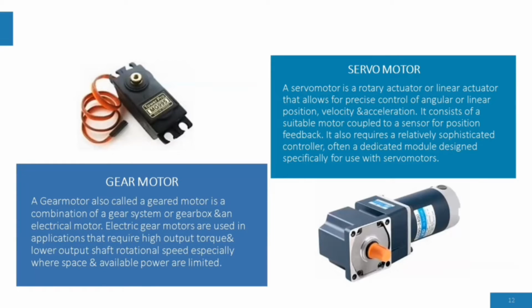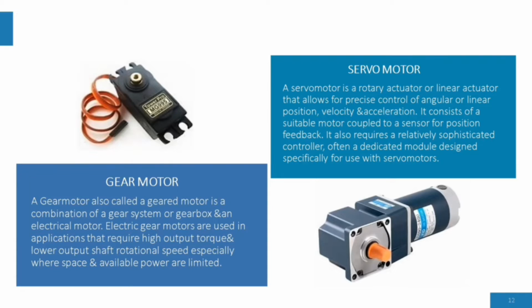Servo motor. A servo motor is a rotary actuator or linear actuator that allows for precise control of angular or linear position, velocity, and acceleration. It consists of a suitable motor coupled to a sensor for position feedback. It also requires a relatively sophisticated controller, often a dedicated module designed specifically for use with servo motors. And I must also add that we included another library for using servo motors.